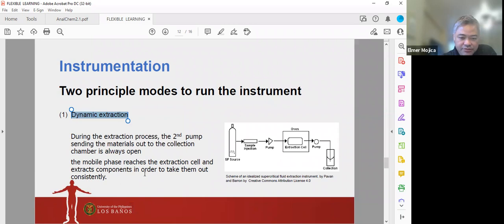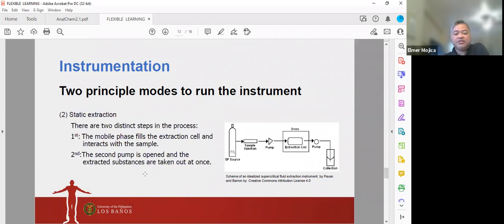The other one is static. There are two distinct steps in the process. First, the mobile phase fills the extraction cell and interacts with the sample. Then the second pump is opened and the extracted substances are taken out at once.